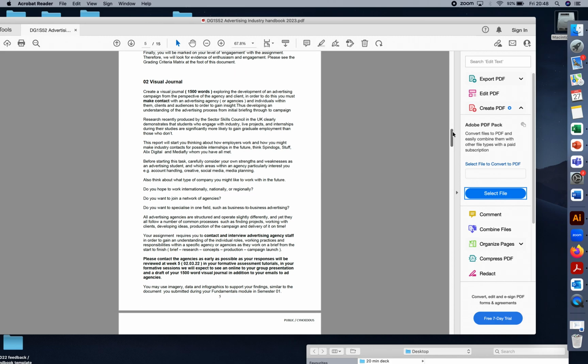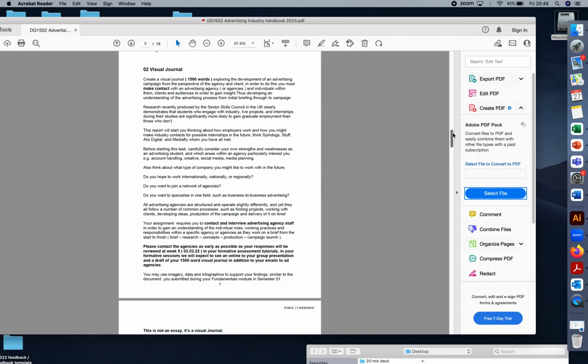So last time out it was 2,000 words. This time it's a bit easier. There's only 1,500 words. So you're exploring the development of an ad campaign from the perspective of an agency and a client. In order to do this, you must contact an ad agency or agencies. So you need to start emailing people or going through LinkedIn. You need to reach out to agencies. So it could be people that we've had in before Christmas. It could be somebody of your choice.